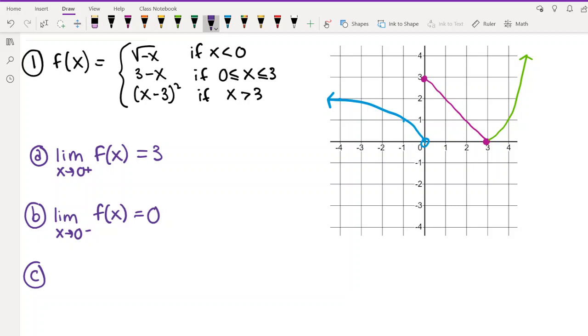Okay, so part C is asking us for the limit as x approaches 0 of f of x, so now without the left or the right. That's asking us basically to see, do the left and the right sides agree? And they do not. So we would say it does not exist. The limit does not exist because the left and right hand sides don't agree. Looking at the picture, because we have this gap in the graph, there's no consensus about what's happening when x is close to 0. It really depends if you're to the right or to the left.